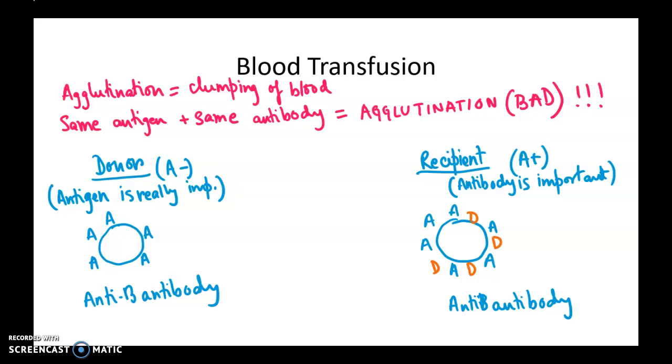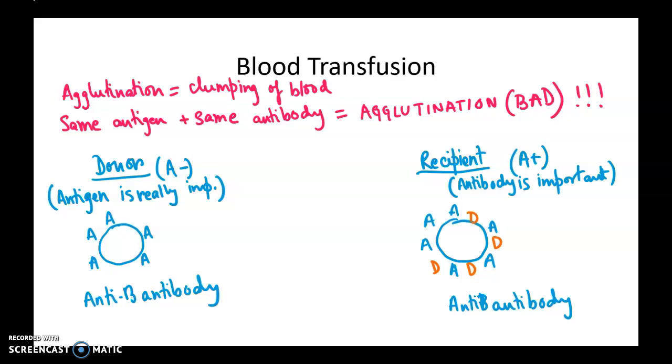Now, there is a term that I want to introduce, and the term is called agglutination. Agglutination means clumping of blood. Do you think that's a good thing? No, it's not a good thing. We do not want agglutination. And when does agglutination take place? Well, if there is a reaction between the same antigen and same antibody.